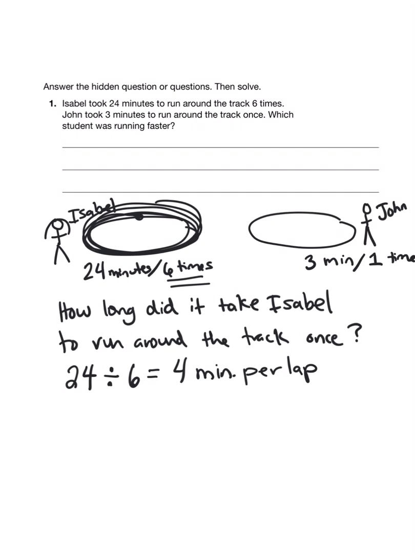Now we're in a better position to answer the question, who was faster? John with 3 minutes for one lap, or Isabel with 4 minutes per lap? You can go ahead and answer that question on your own. Okay, let's look at question 2.